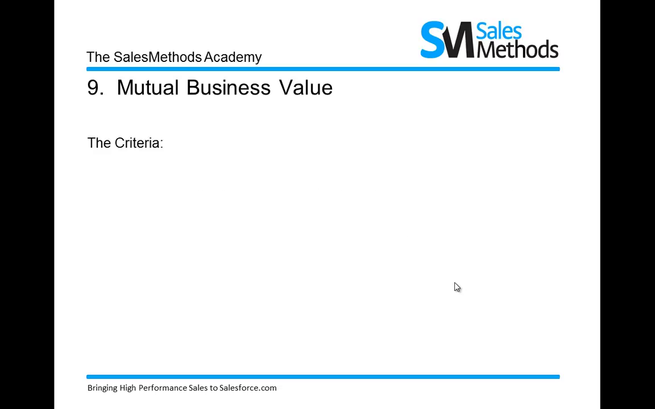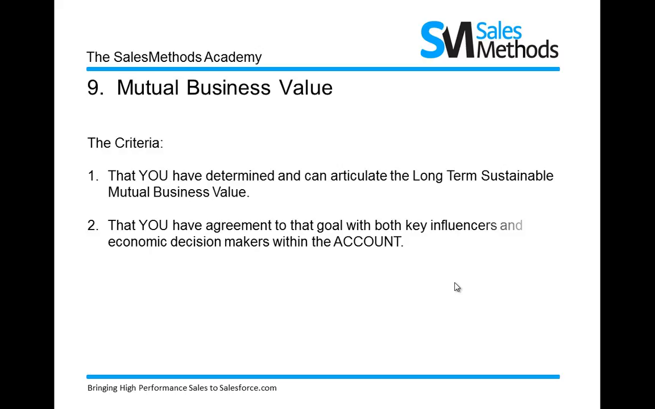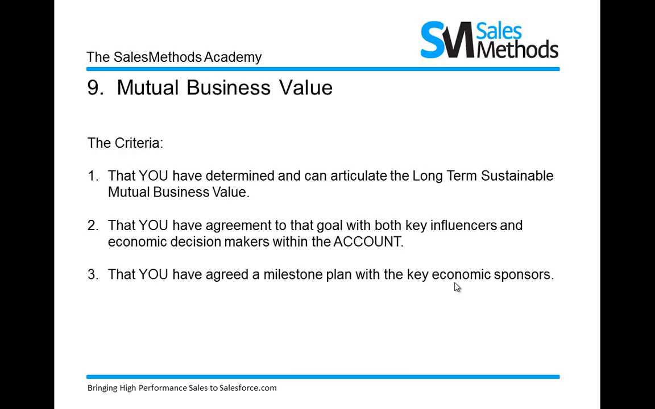And the criteria: 1. That you have determined and can articulate the long-term sustainable mutual business value. 2. That you have agreed to that goal with both key influencers and economic decision makers within the account. And 3. That you have agreed a milestone plan with the key economic sponsors.